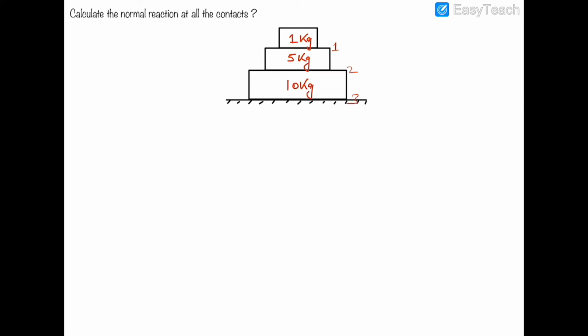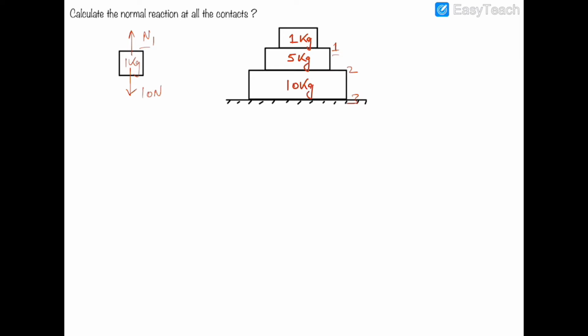For that I am starting with the free body diagram of the 1 kg block, and it will experience mg in the downward direction, which is 10 newtons, and it is being balanced by the normal reaction N1, which is applied on the 1 kg block by the 5 kg block. I'm naming this N1 because it is the contact force of contact number 1.